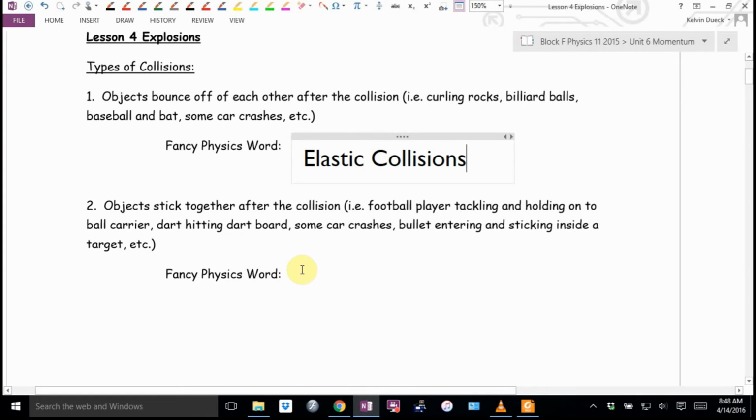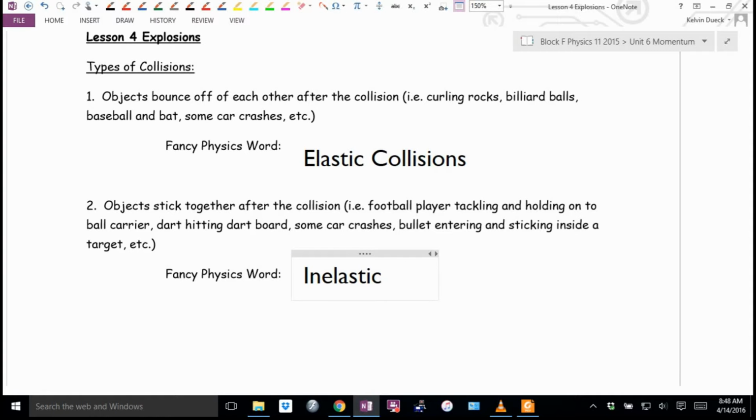There's a second type of collision. It's where objects stick together after the collision. Football player tackling and holding on to the ball carrier. A dart hitting a dartboard, arrow hitting a target, sticking in. If a bullet sticks into the target, some bullets will go through. That would not be this example. That'd be the first example. Some car crashes stick together. We have a fancy name for that. We call it inelastic.